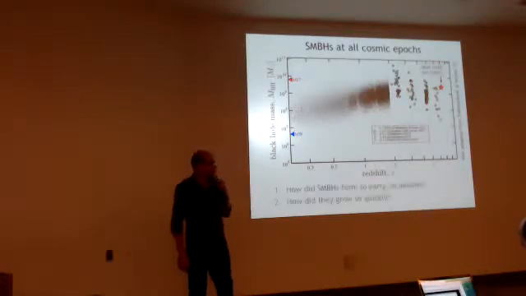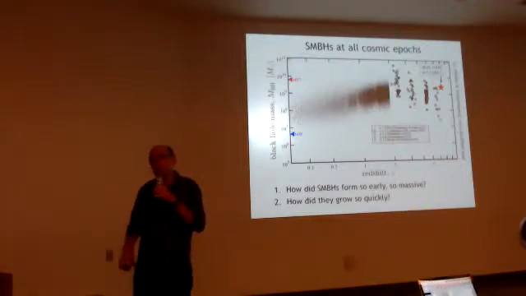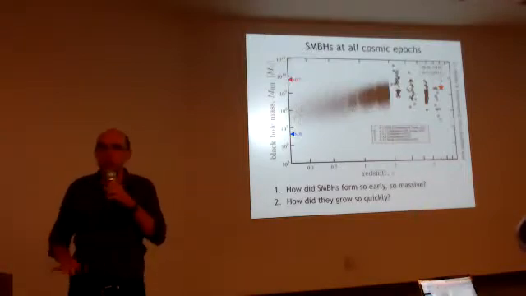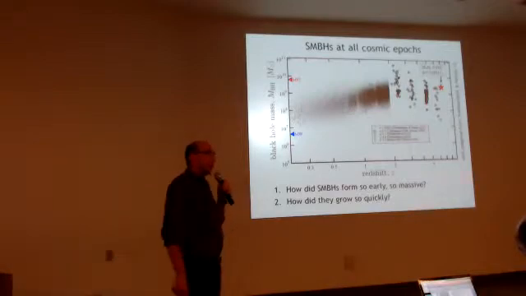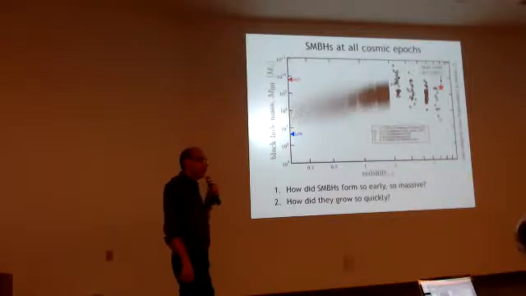ask ourselves, how did the first generation of supermassive black holes come to be? How could they form so early? How could they grow to be so massive, exceeding 10 to the 9 solar masses, less than 1 billion years after the Big Bang?